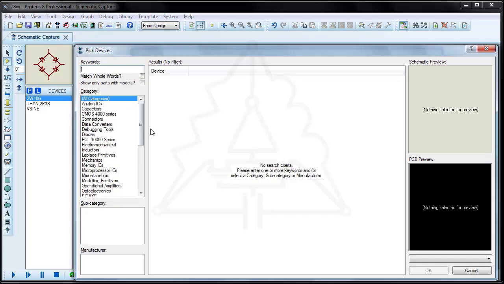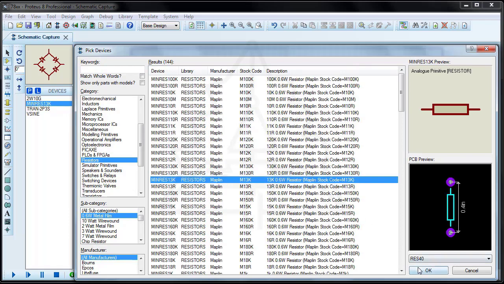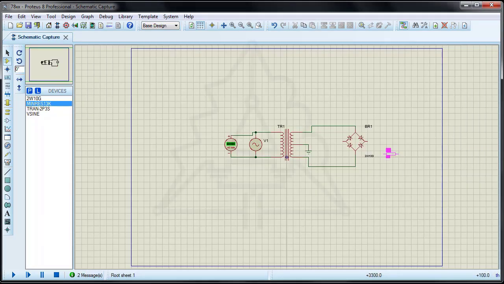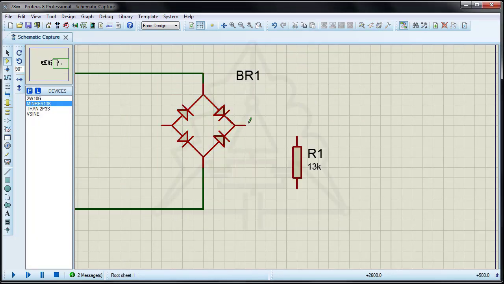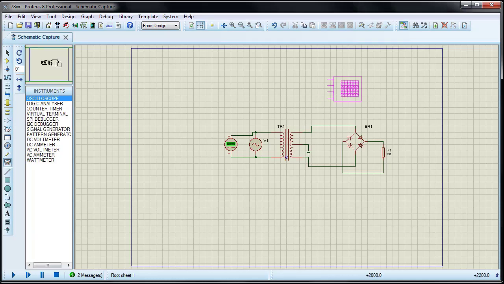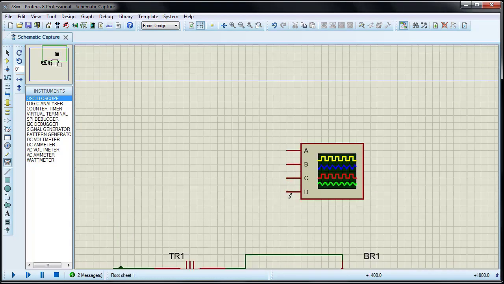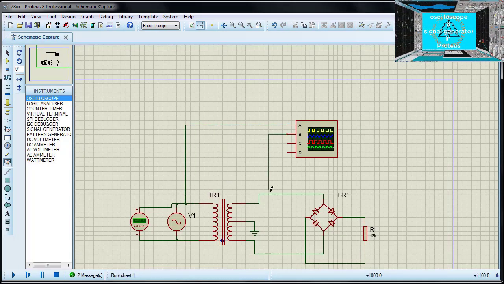To test, we use a resistor as a load. The oscilloscope can be used to study the waveforms. Watch video oscilloscope and signal generator in ProTools to get acquainted with the oscilloscope.